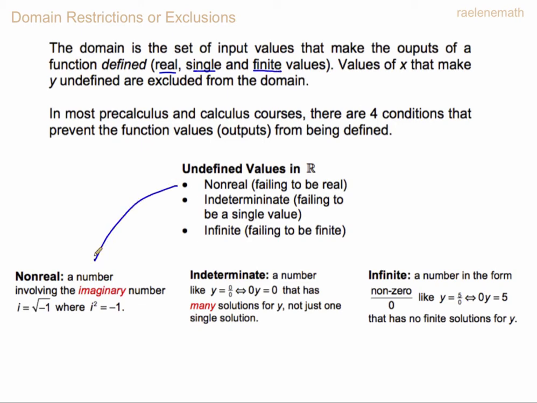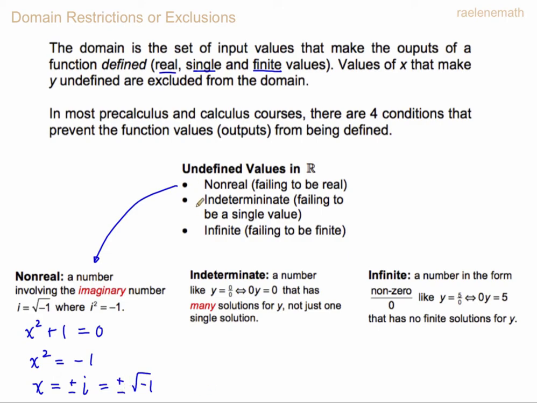A failure for a value to be real is called non-real, like i, which is the square root of -1. Once upon a time, it was thought that this equation didn't have any solutions because there was no number that you could square to get a negative number, like -1. And then the idea was invented from some imagination that we could have a number i, which is the square root of -1, and if we square it, we get -1. And so there are two roots, or two solutions, to this equation: plus or minus i.